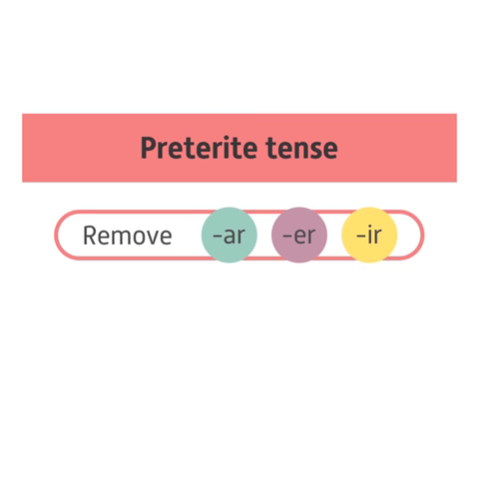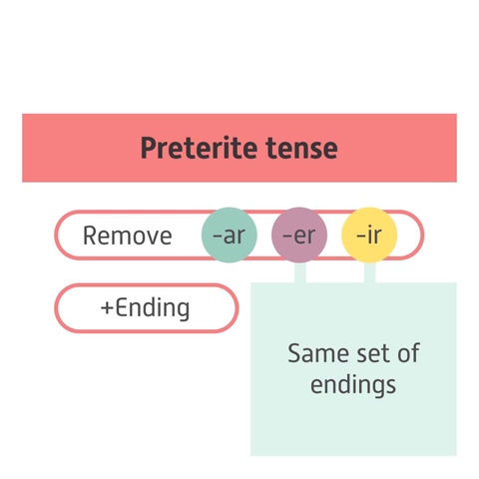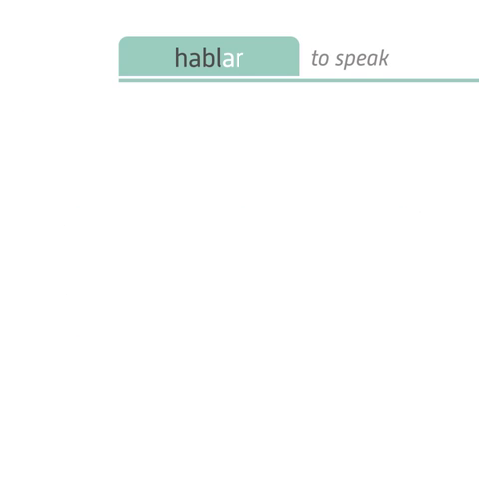In order to form the preterite tense, remove the -ar, -er or -ir ending from the infinitive you need. You then add the ending to make the form you need. Fortunately, -er and -ir infinitives share the same set of endings, so you'll only have to remember two different types. Let's begin by looking at the -ar verbs using hablar, meaning to speak, as our example.